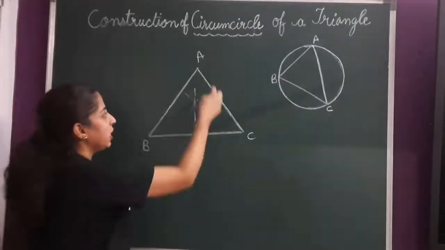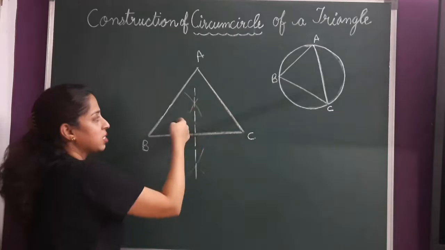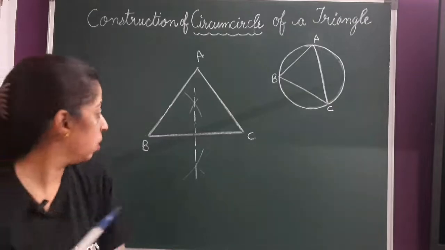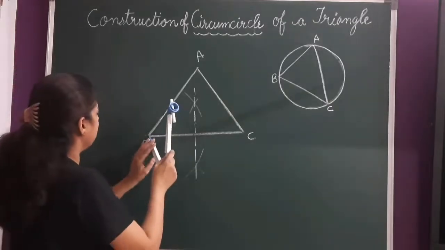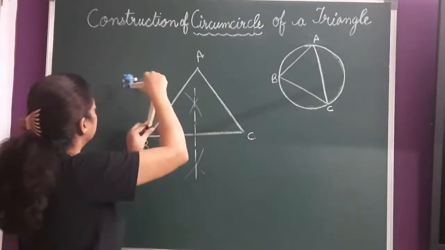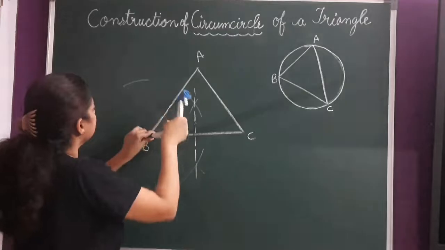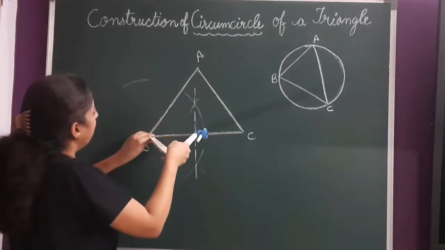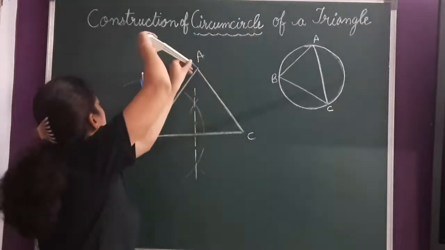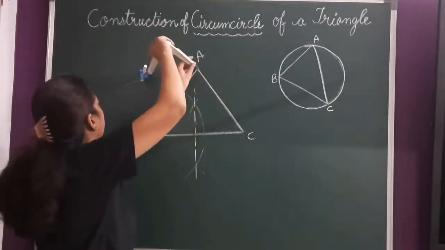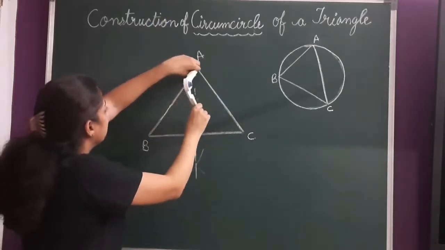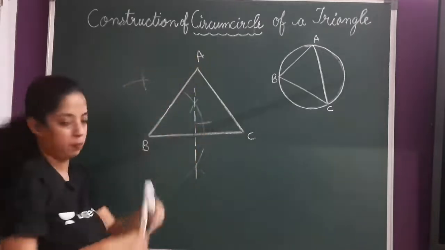Now children, you can take any of the lines. You can make the bisector of AC and join it with this, or of AB, any line. Okay, so I'll take AB. Now keeping the point at B, I am drawing an arc here. Okay, with the same measurement I am drawing an arc here. Now with A as the center, cut the previous arc.